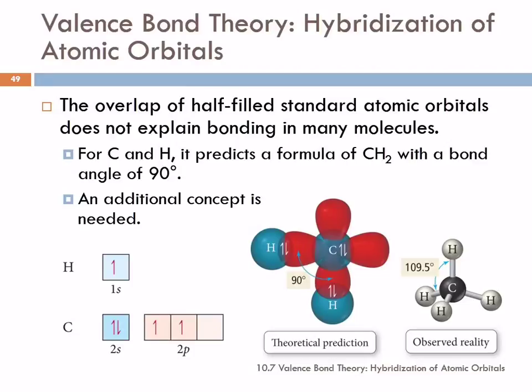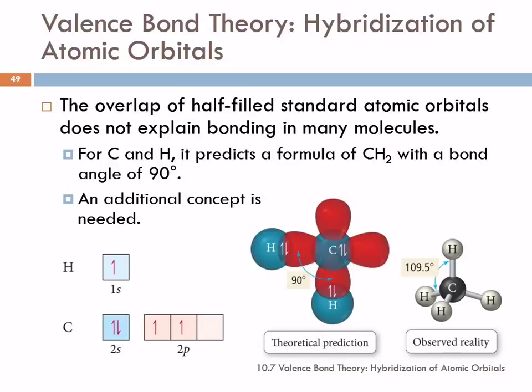Let's look at another one. So overlap of half-filled standard atomic orbitals worked for that molecule. It was okay. It predicted 90, the actual is 92. That's pretty good. It doesn't work for everything, though. Let's look at methane. So this is what VSEPR theory tells us, and this is also what observed reality tells us.